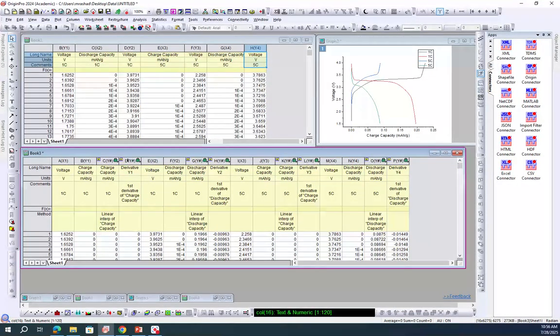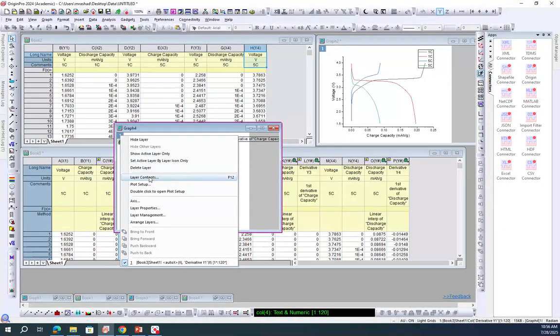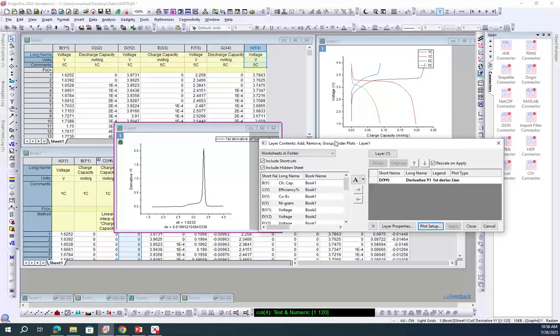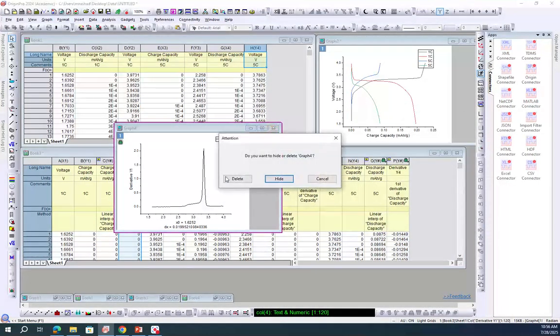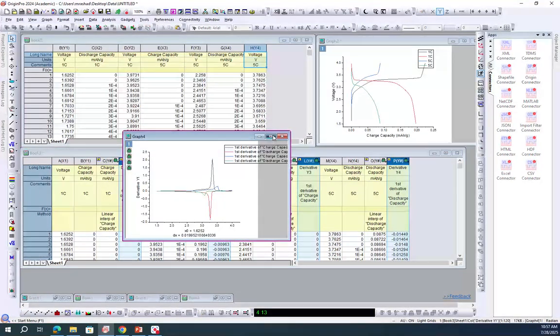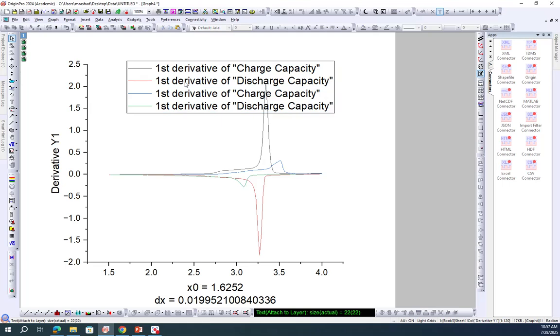So let's choose this one. This is one way. Then you can add the other columns, layer content. It's difficult to find, so I will just choose these directly and then insert this. So here you can see the differential capacity plots. Yeah, derivative, first derivative.